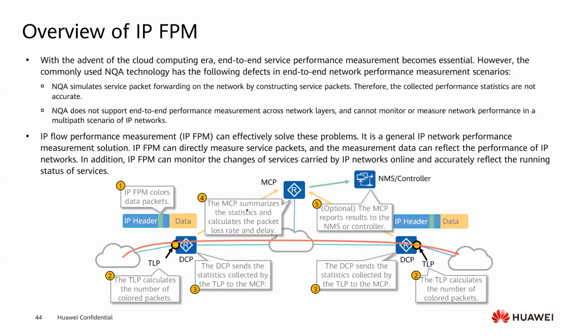So what does IPFPM do? IPFPM works this way. I will put a number into the real packet header. For example, this is also a web header, a HTTP packet. When it is sent out, these devices will put a number. We call it color, but basically it's a number in the IP header.